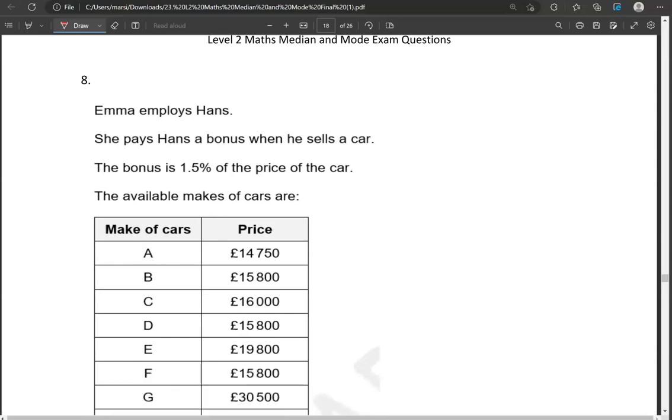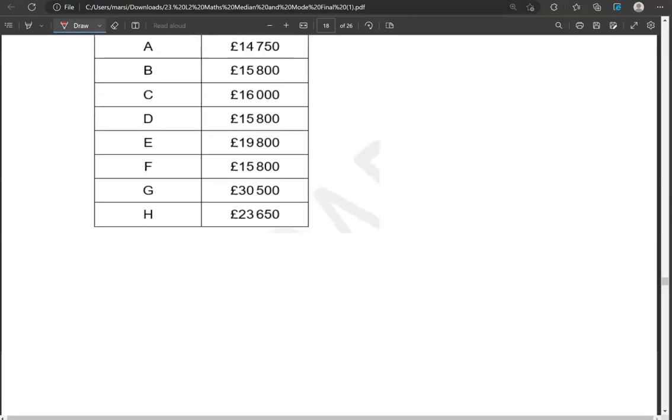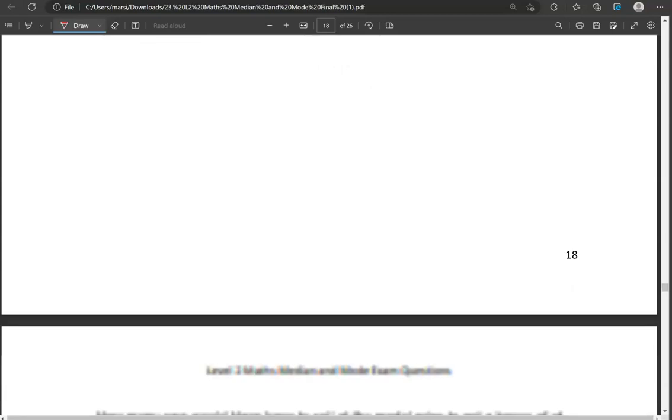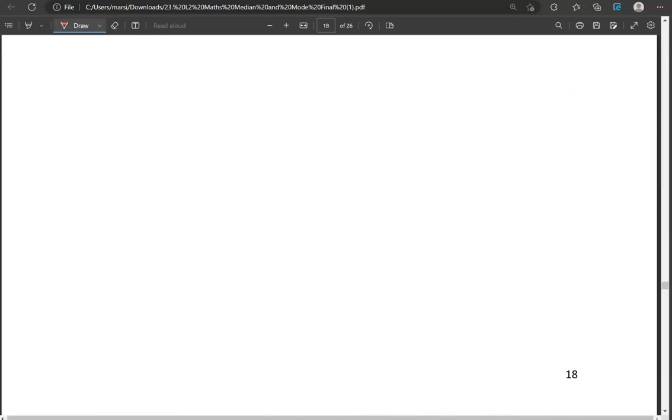Emma employs Hans. She pays Hans a bonus when he sells a car. The bonus is 1.5% of the price of the car. The available makes of cars are A, B, C, D, E, F, G and H and the respective prices. How many cars would Hans have to sell at the modal price to get a bonus of at least £7,500? You must show your working.